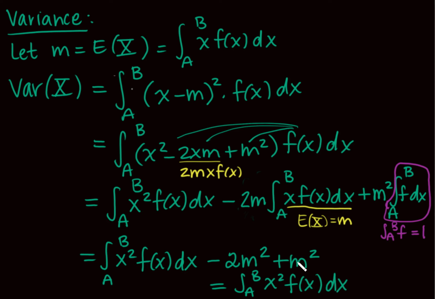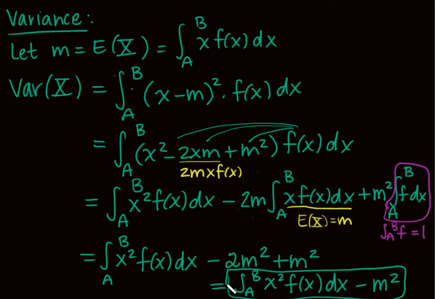So if I take negative 2m squared plus m squared, I just get minus m squared. So this is a really useful formula. This is the formula I will give you on the test to calculate variance of a continuous random variable, because it's just easier. It's so much easier, okay?